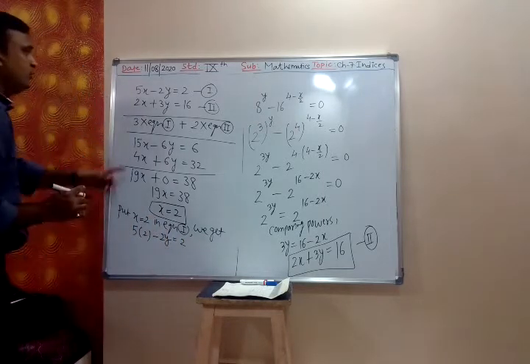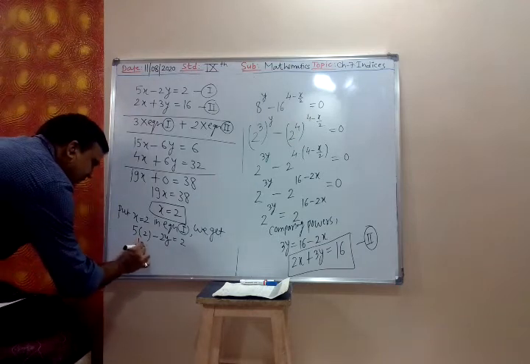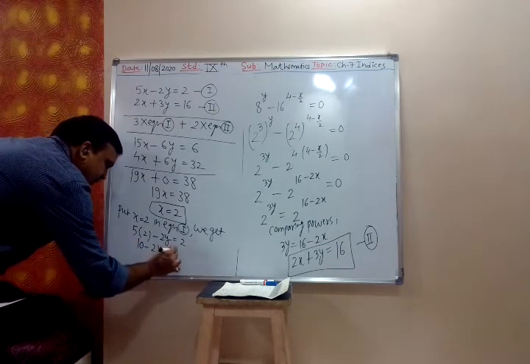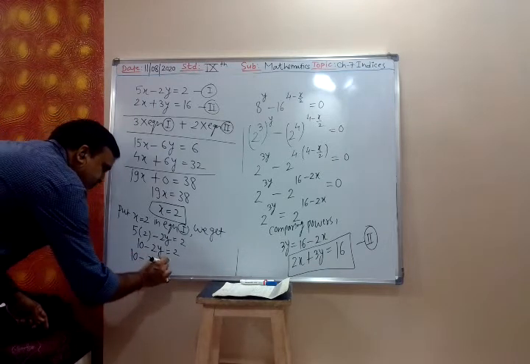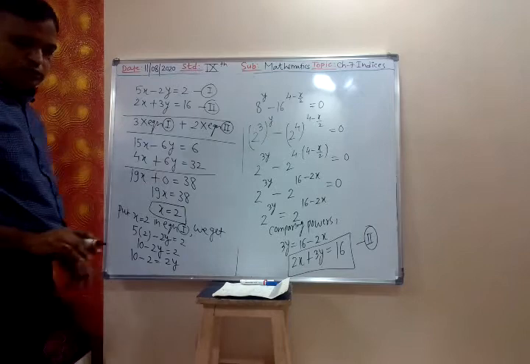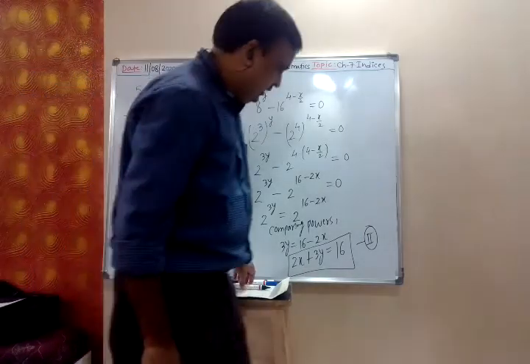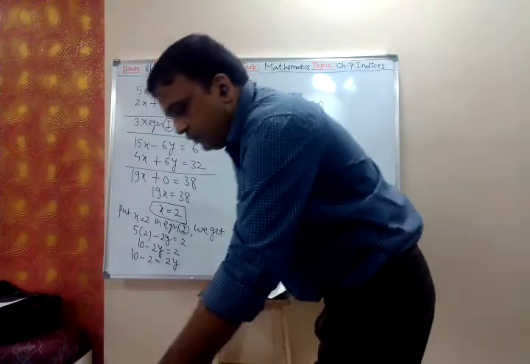So 10 minus 2y is equal to 2. We take 2 to this side, so 10 minus 2 is equal to 2y. So 8 is equal to 2y, so y is equal to 4.